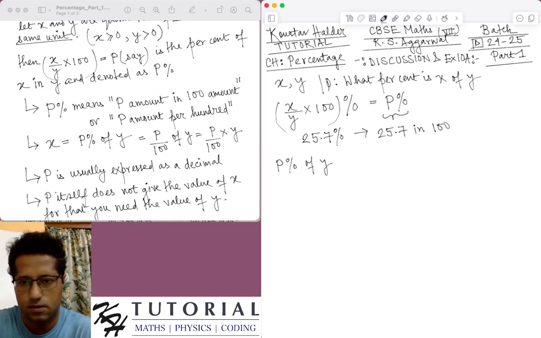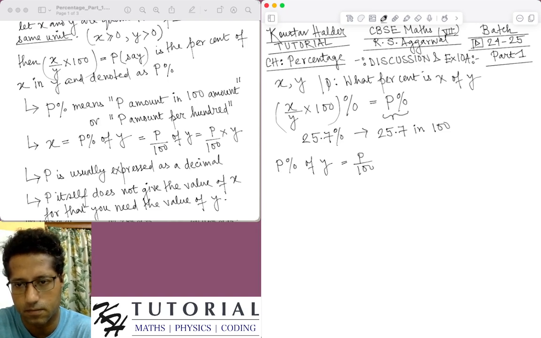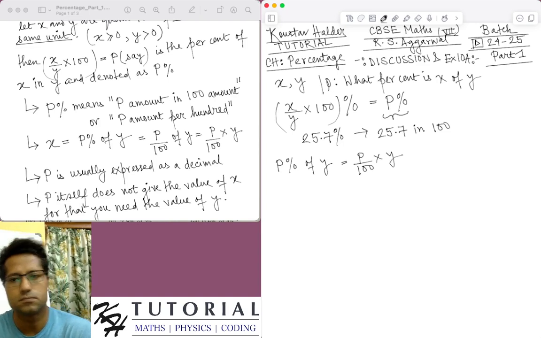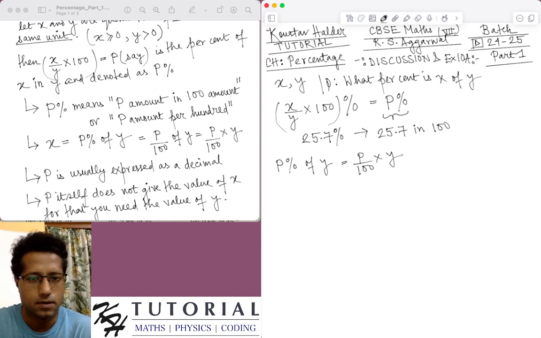So this is nothing but p by 100 multiplied by y. So p percentage of y, you will always come across these kind of mathematical expressions, a percentage of some quantity. Now this quantity y can have any unit. It can be in rupees, it can be in kilograms, it can be in liters, whatever. So when we say p percentage of y, it means p by 100 into y. That is the amount.